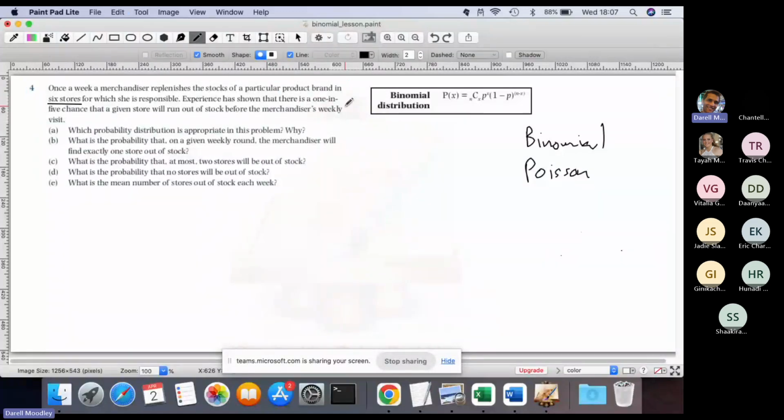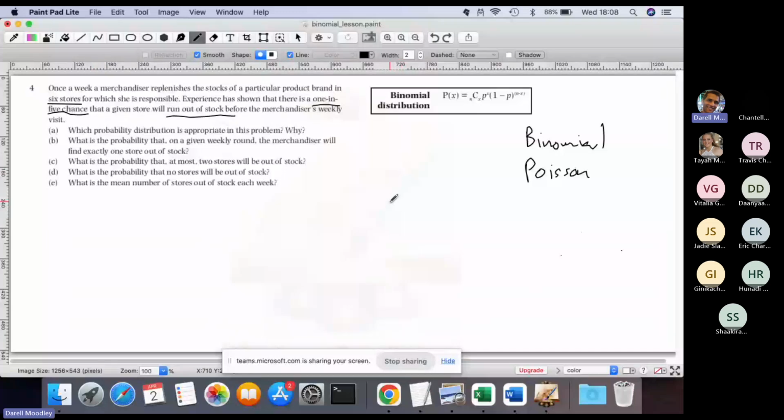Underline that. The 1 in 5 chance that a given store will run out of stock. So that's the probability that a store will run out of stock, right? So the first question is, which probability distribution is appropriate and why?